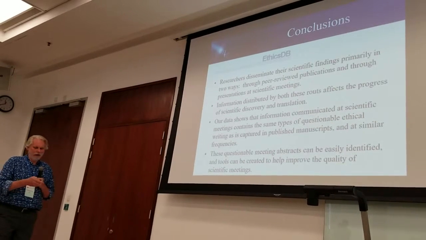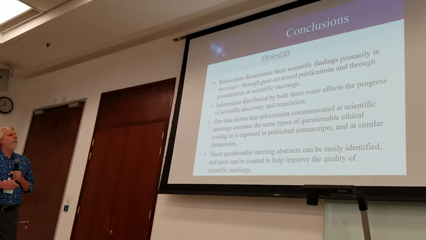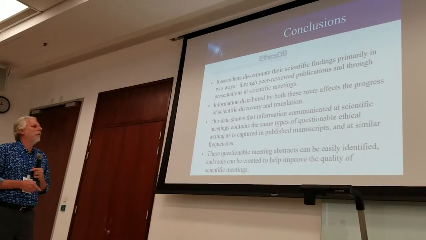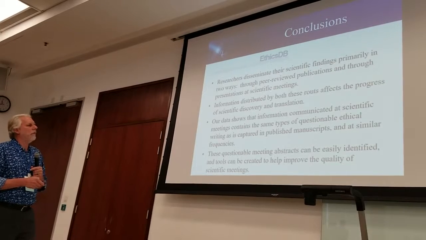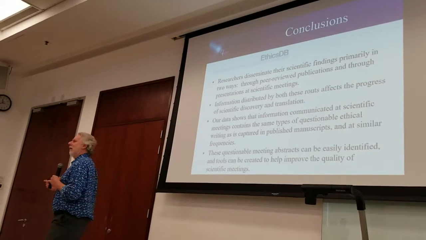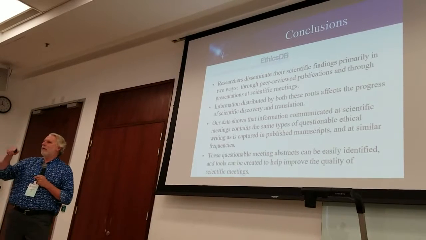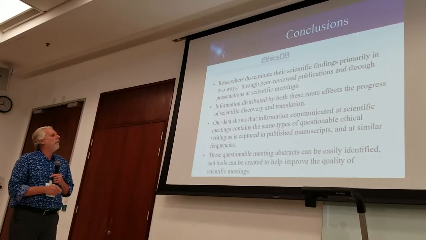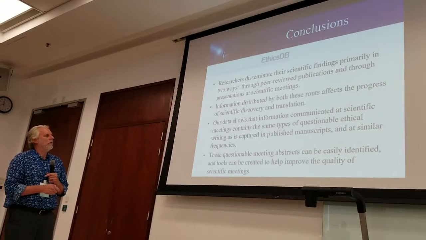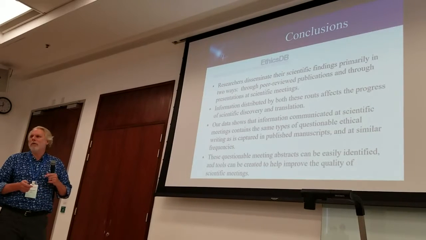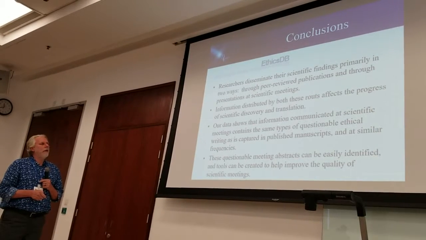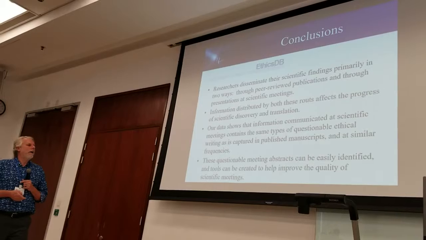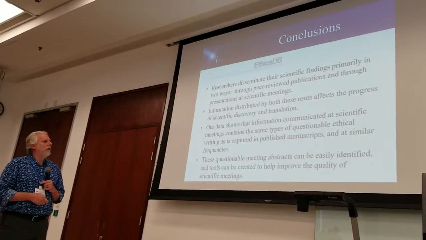So conclusions: researchers disseminate their scientific findings really in 2 ways: through peer-reviewed publications, which this group has looked at and studied and knows a lot about, but they also do it through presentation at scientific meetings. And I think there was actually an incident of plagiarism or something like this for abstracts at this meeting. Yeah. Okay, so information is distributed by both these routes that translate into scientific discovery and into, for example, the clinic. Our data shows that the information communicated at scientific meetings contains the same type of questionable, unethical writing, and it happens at similar frequencies.